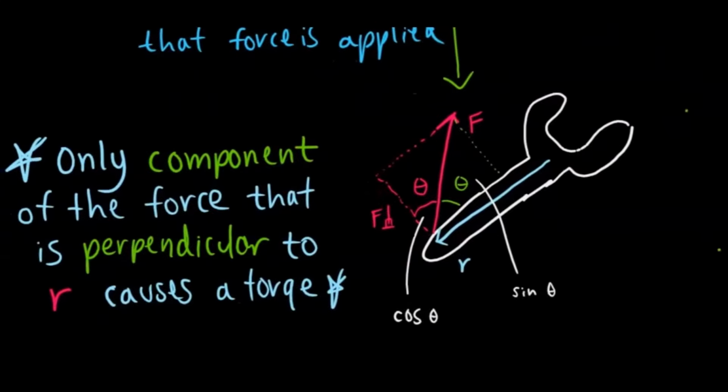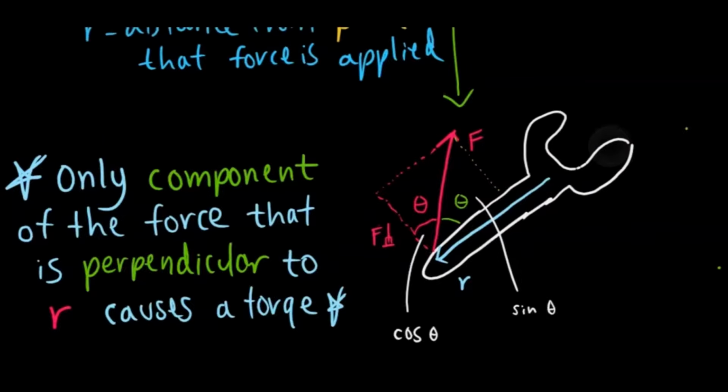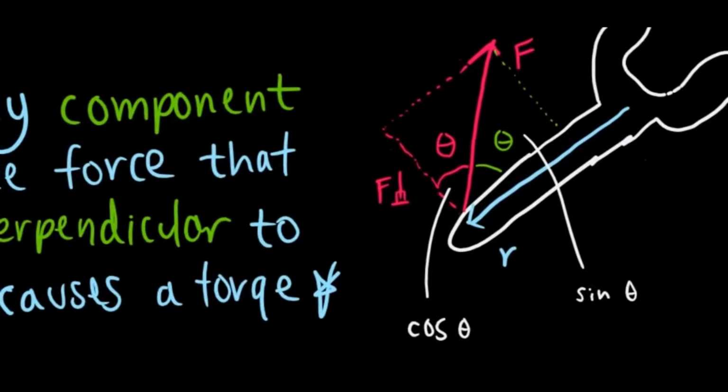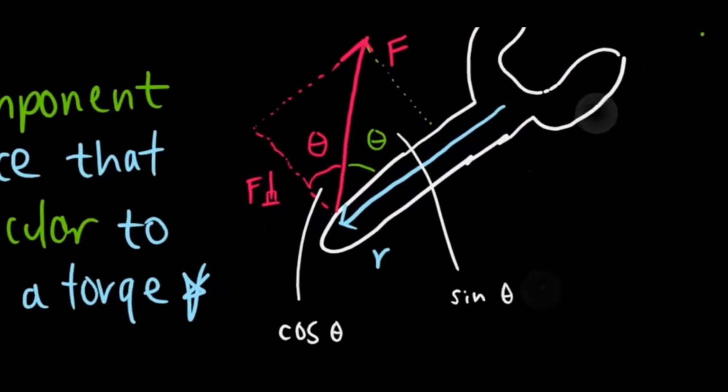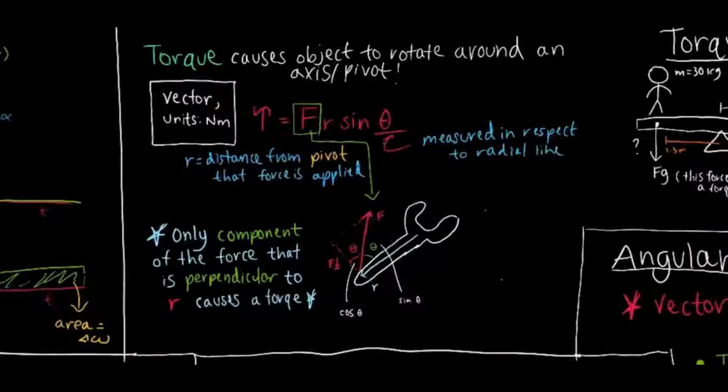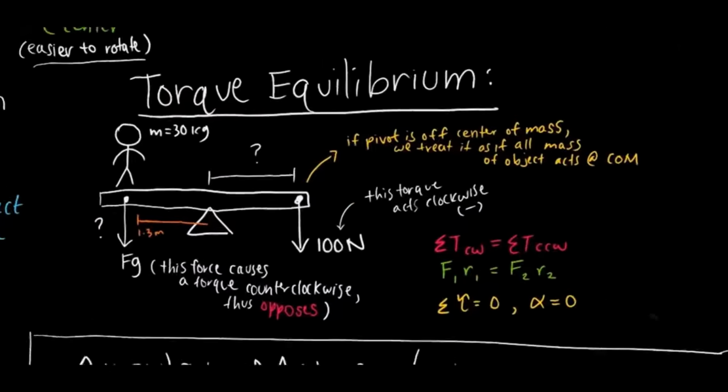And then in some examples, you can use sine theta, and theta is measured with respect to the radial line. And here's a wrench, and it's showing you how the only component of the force that is perpendicular to the radial line, which is r, is the one that causes the torque. So you can observe in two ways here. If you use this pink angle, you'd have to use cosine to find that perpendicular component. And if you use this green side over here, you use the sine theta.